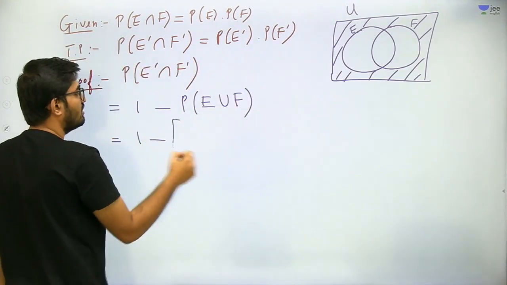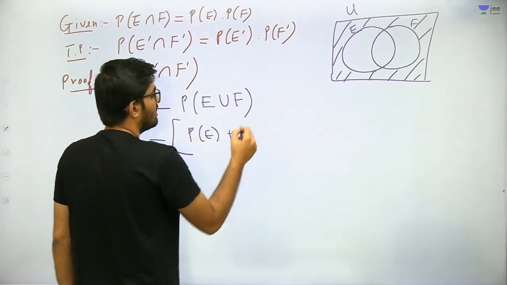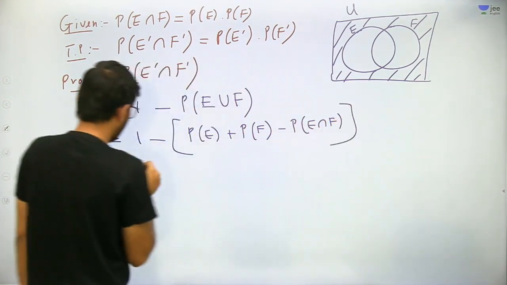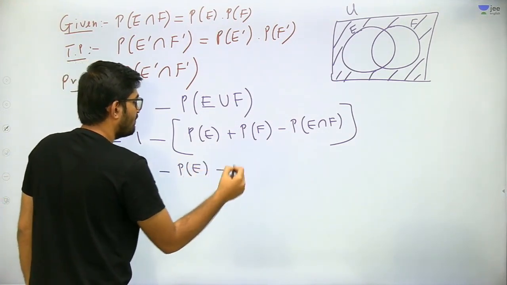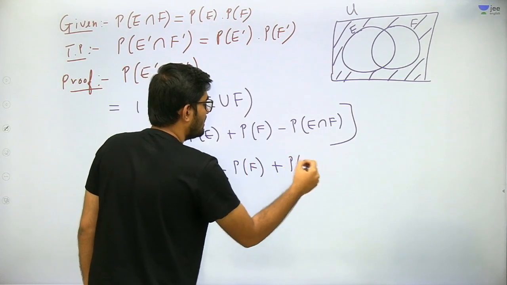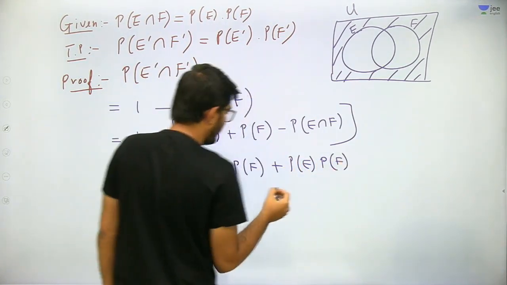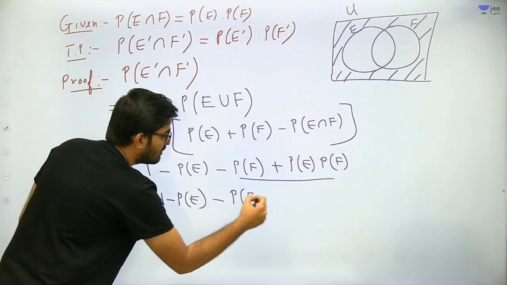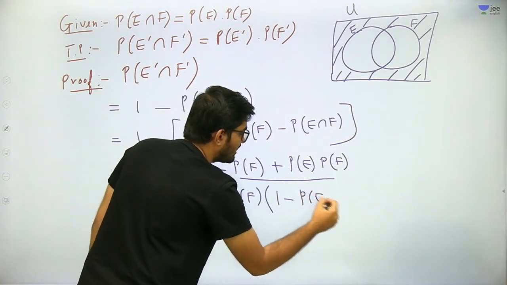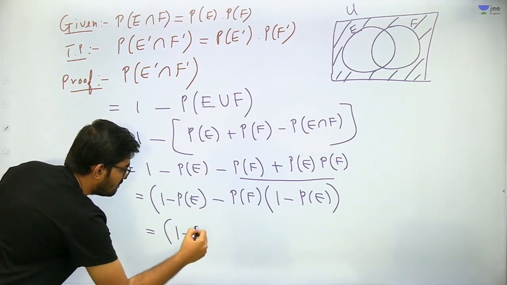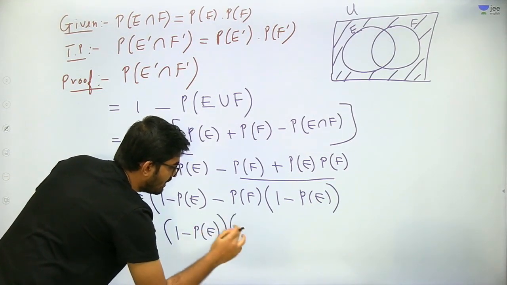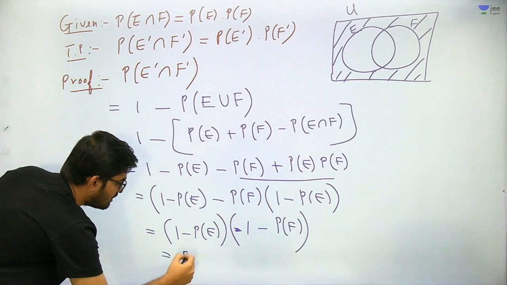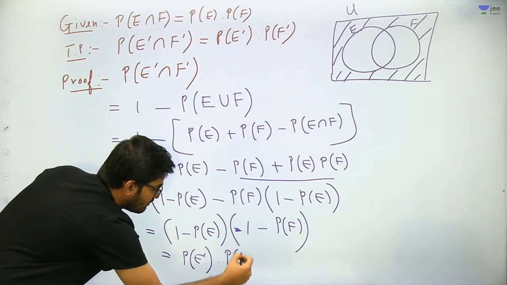So this is 1 minus, and here use the formula: P(E) plus P(F) minus P of E intersection F. Now this is 1 minus P(E) minus P(F) plus P(E) into P(F). Now take common: 1 minus P(E) minus P(F) common. Again you will get 1 minus P(E), so this will get factorized. Finally it is 1 minus P(E) multiplied by 1 minus P(F). So finally the answer is P of E dash multiplied by P of F dash.